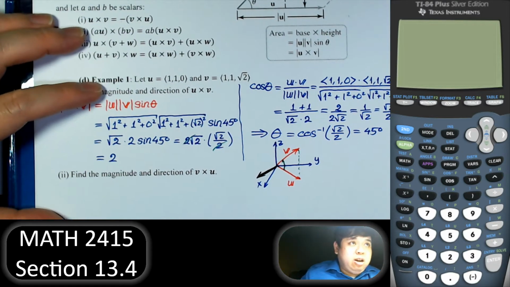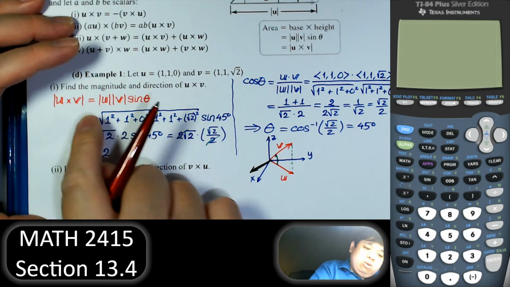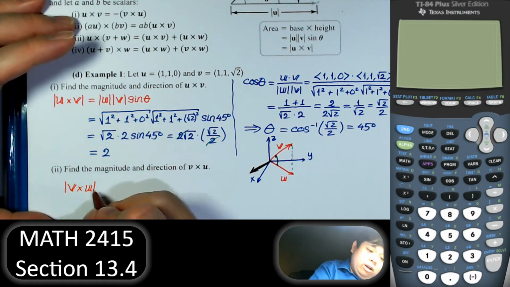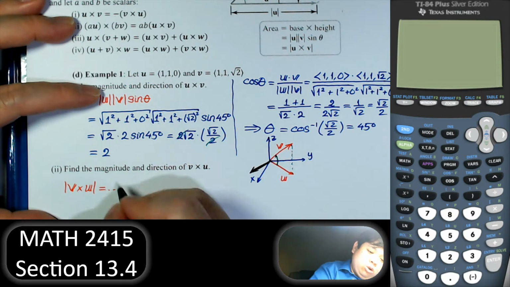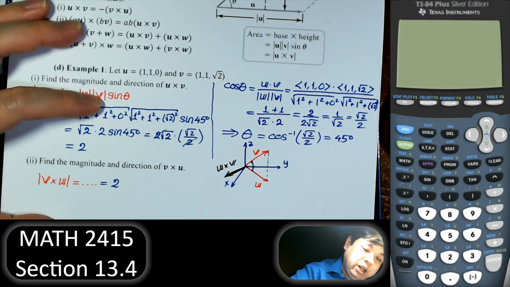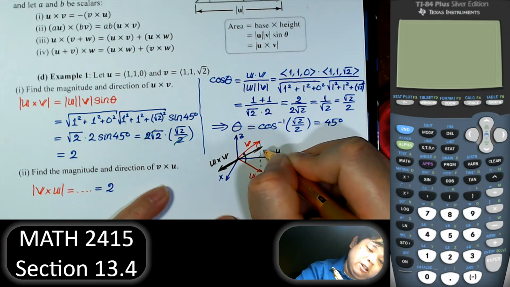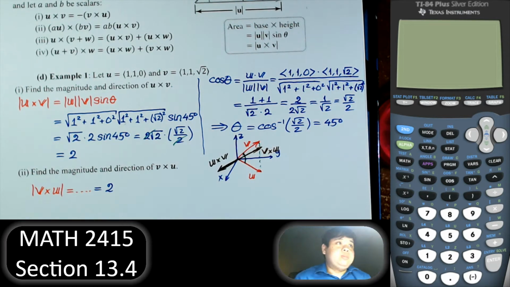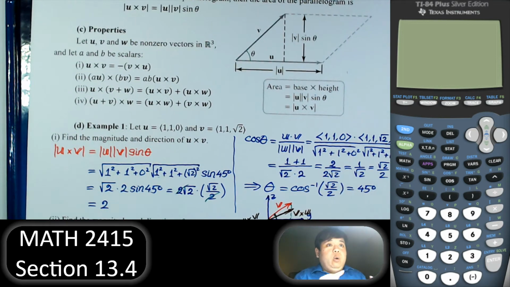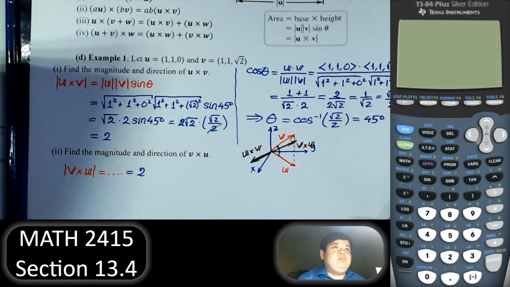Find the magnitude and the direction of V cross U. The magnitude of V cross U is still the same thing, because 45 degrees is the angle between them. So we're still doing that, and we should be able to get the same answer, 2. However, the difference between U cross V and V cross U is just the direction. V cross U points in the opposite direction. So when we change the order of U and V, we change the direction of the cross product. That should be right.